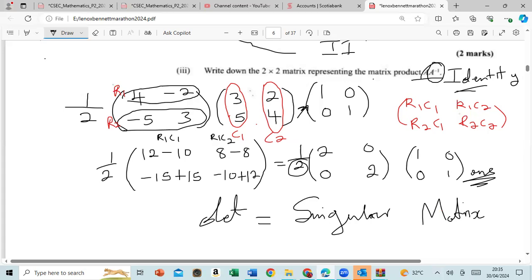So if the determinant is 0, it's a singular matrix, and that's the only one. You can literally make them up and it still works. Alright, so everybody go and practice that, and then we're going to move on to the next one. You guys try it, and then we can discuss.